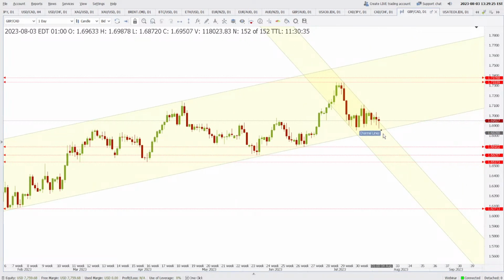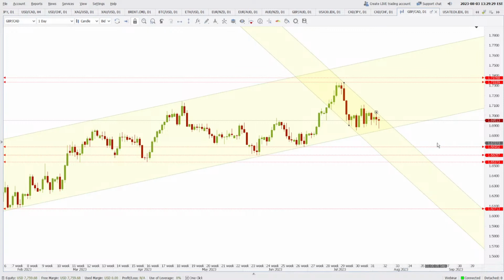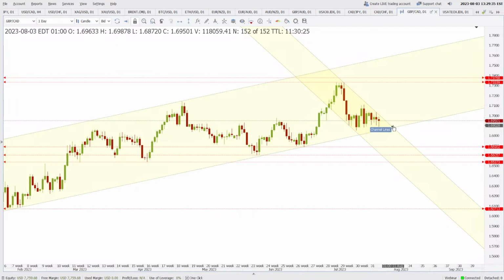GBP CAD, very close fight here, very close fight. Daily the range is increasing. So we are still in the triangle. Once this triangle breaks, we will know for sure which side the market is going to go. But as of now, we are not sure about GBP CAD. On the upside, 1.7333 is the resistance. On the downside, 1.6690 is the support.